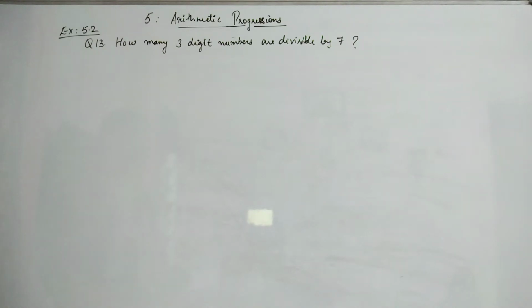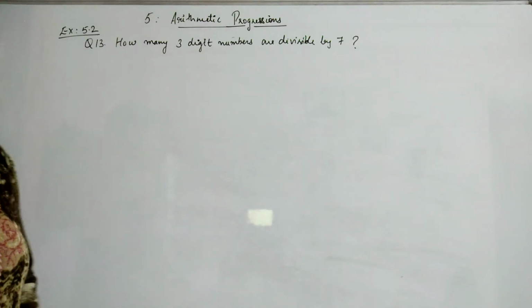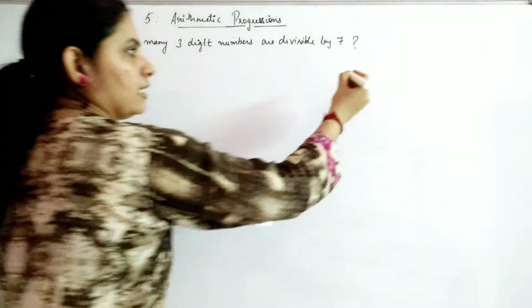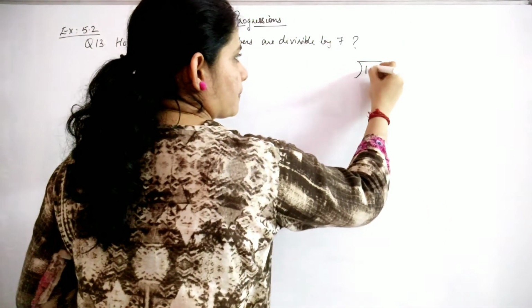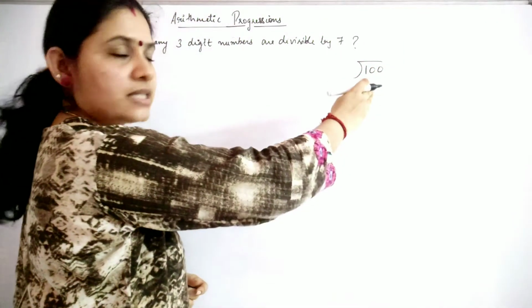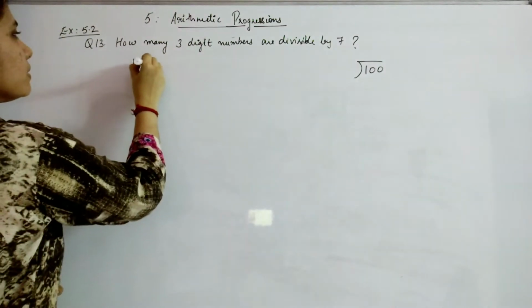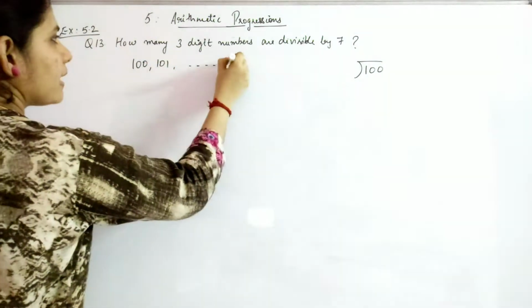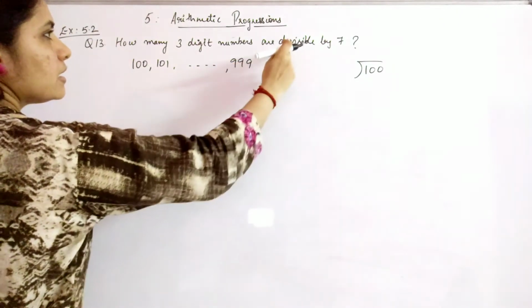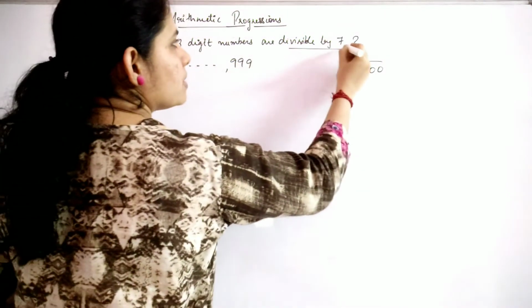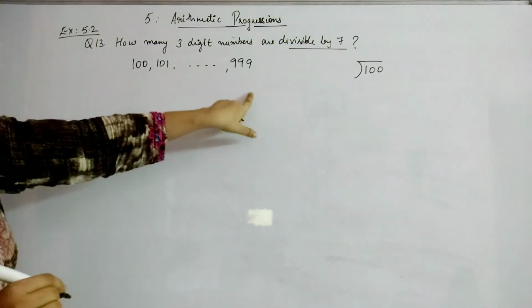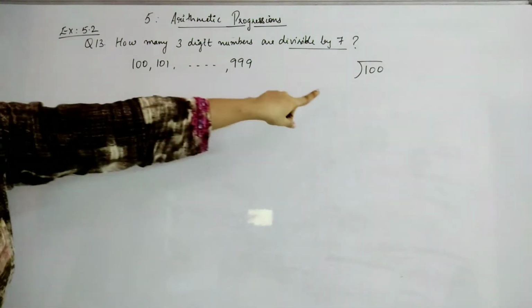So we know that the 3-digit numbers start with 100 and end with 999. To find out whether a number is divisible by 7 or not, we will check. Suppose we take 100, which is the first 3-digit number. The 3-digit numbers go from 100 till 999, but we need the numbers which are divisible by 7, right? So the first number which is divisible by 7 and the last number which is divisible by 7, we are finding out by this method.